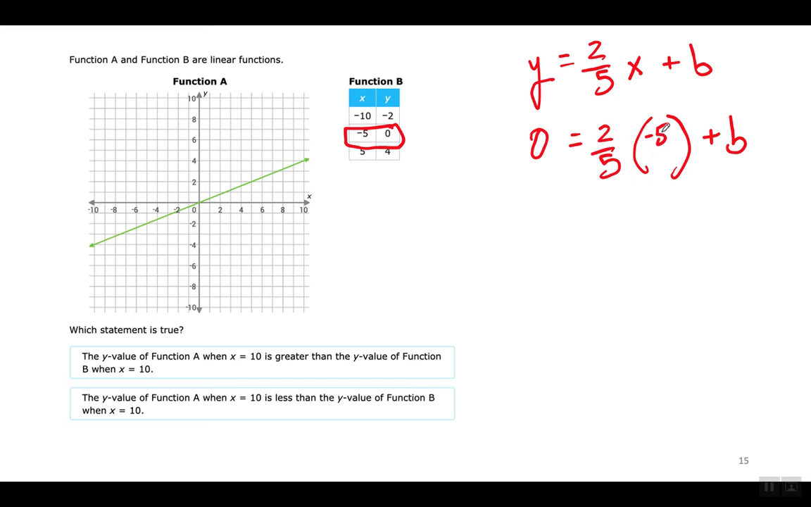The slow way would be to multiply negative 5 times 2 and you get negative 10 on the top. And 5 times 1 is 5 on the bottom.